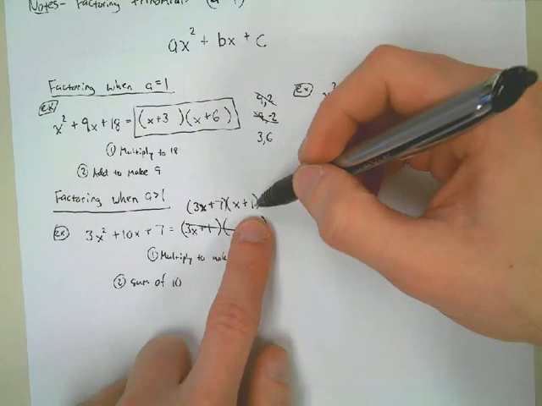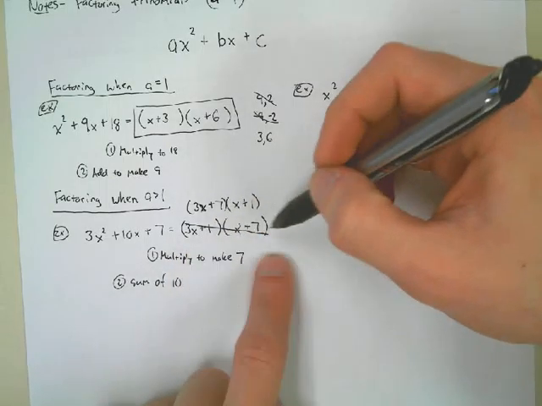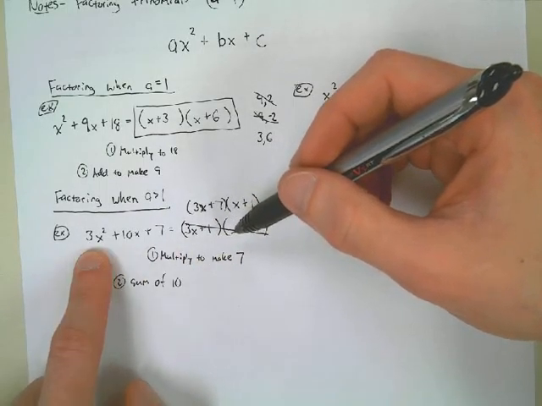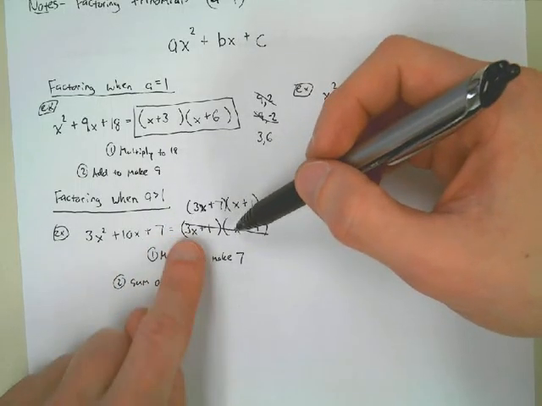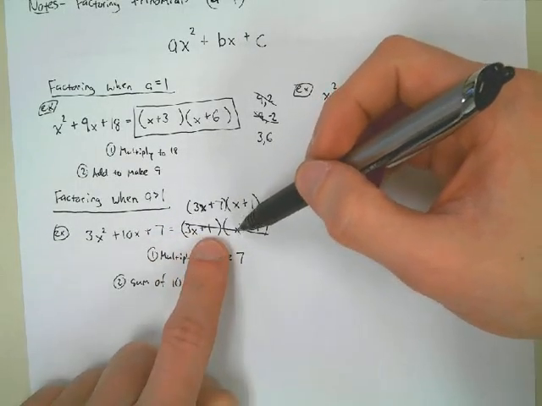So 3x times x, 3x squared, so that's good, right? Yeah. 1 times x is 1x. Right. 3x times 7, 21x. So it would be 1x plus 21x, which would not give us 10x. Right. So that was wrong. It wouldn't work, so we had to stop.